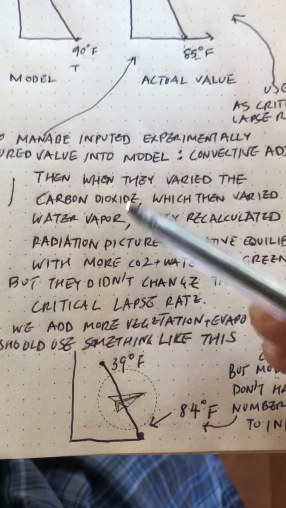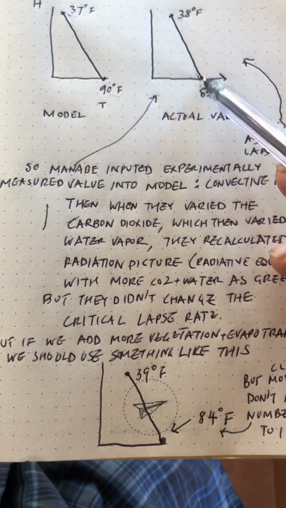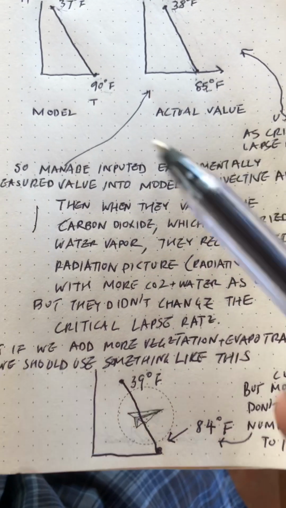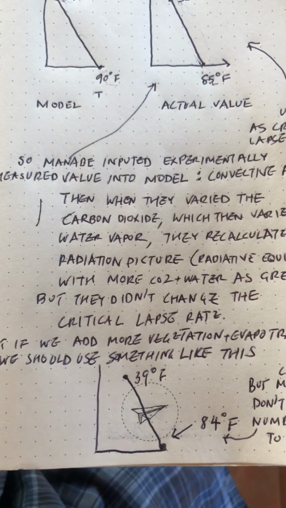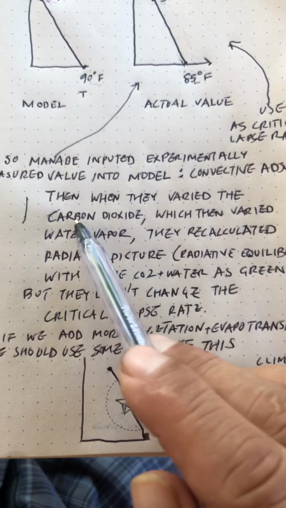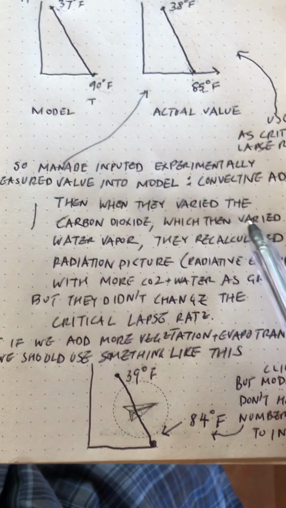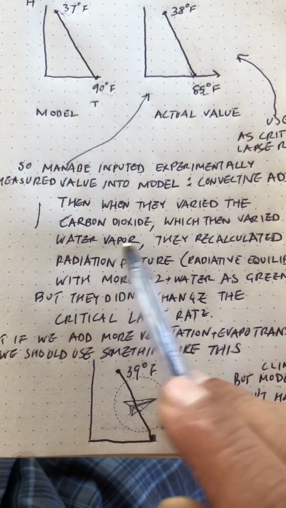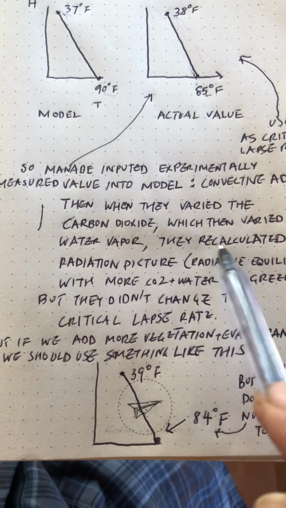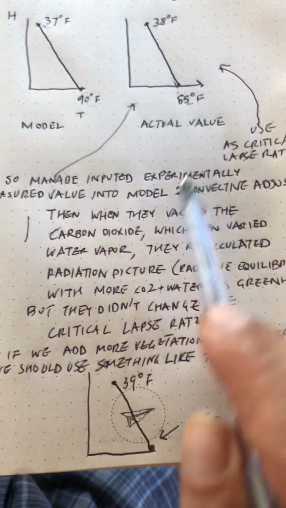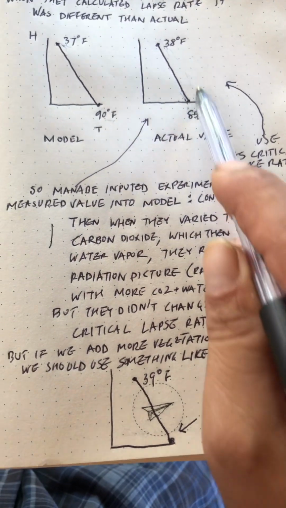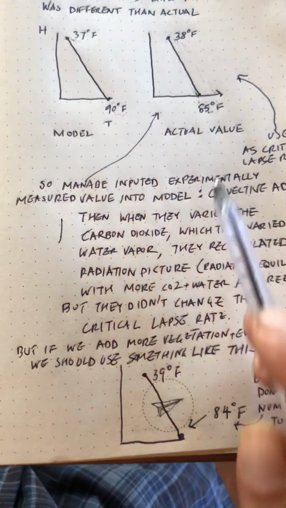What they did was input this critical lapse rate into their model, and then they varied the carbon dioxide, because carbon dioxide is the forcing parameter that they're looking at. They added more carbon dioxide, which then led to more evaporation because the air is hotter. So there's more water vapor, which then led to more greenhouse effect. And so this changed the whole temperature profile even more. So this would heat up, and the profile would be like this.